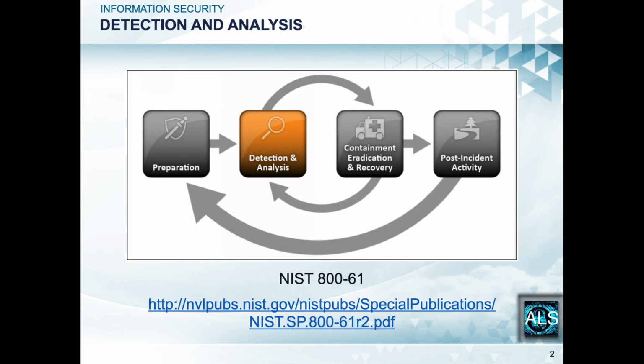In episode one, we talked about preparation and some of the things to think about when preparing your incident response plan. This includes personnel and resources, top-down management support, also the elements of the plan itself. Now we're going to move into detection and analysis.